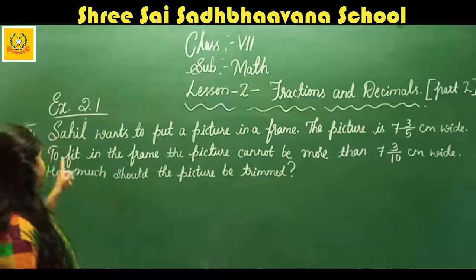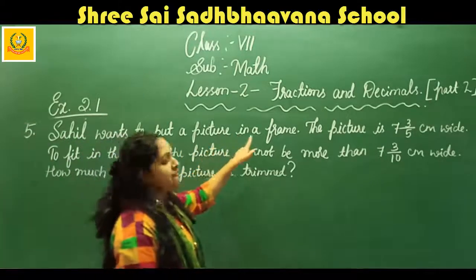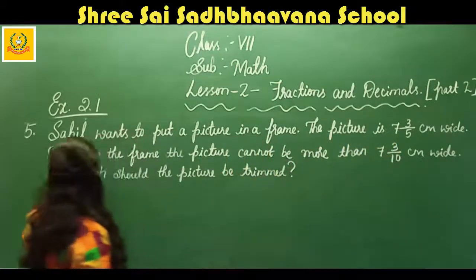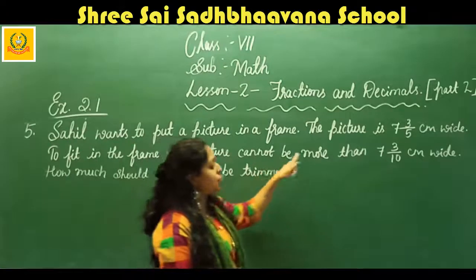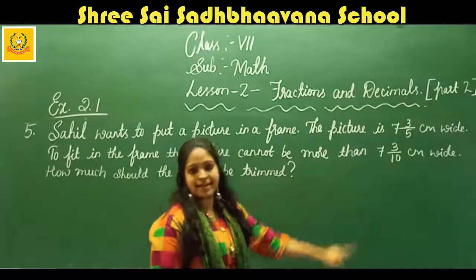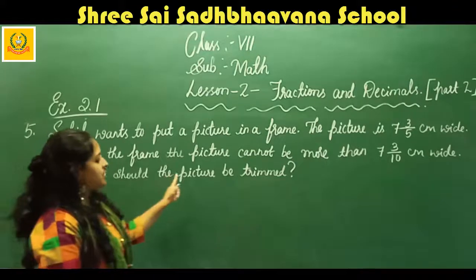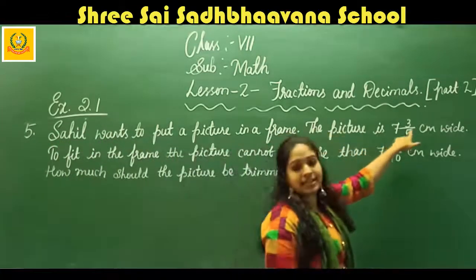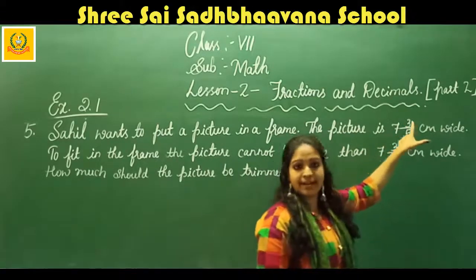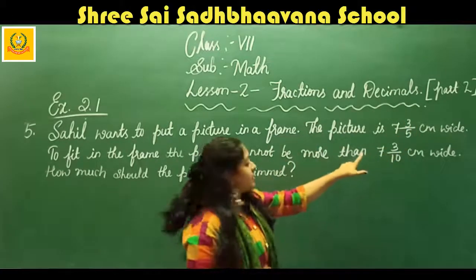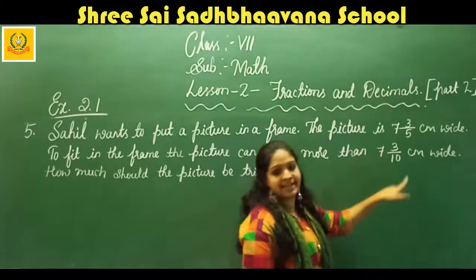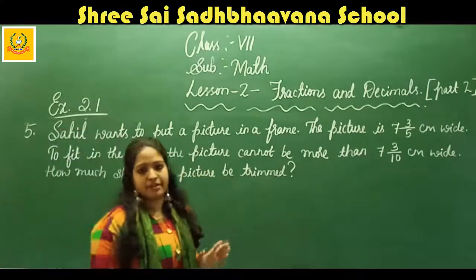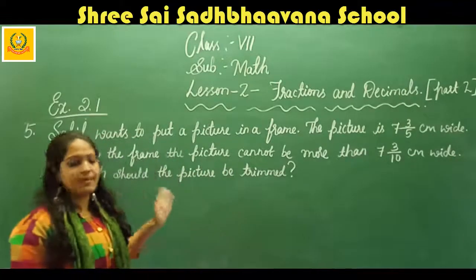So see children, the next question. Sahil wants to put a picture in a frame. The picture is 7 3 by 5 centimeter wide. To fit in the frame, the picture cannot be more than 7 3 by 10 centimeter wide. How much should the picture be trimmed? Now Sahil is having one picture that is 7 3 by 5 centimeter wide, but the frame can hold only 7 3 by 10 centimeter. Means now you have to find out how much of the picture should be trimmed. What is the length of the picture that should be trimmed?